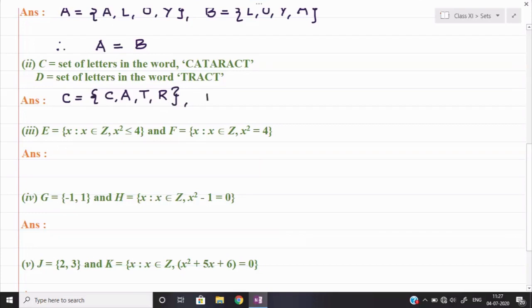Similarly, I will write down the elements of set D. That will be first one is T, then R, then A and then C, and T already came. Sorry, C I have not written. C I will write down here: T, R, A and then C, right? And T already came, so that I will leave it. Observe, T and R are here also coming, and similarly C and A are also coming over there. So C and D are equal sets, right?